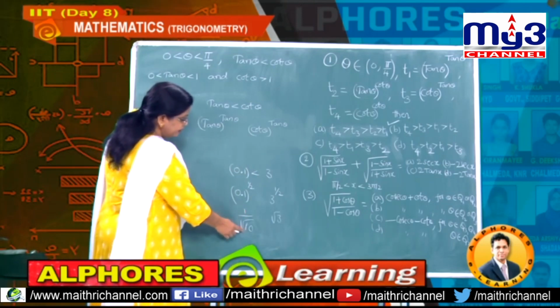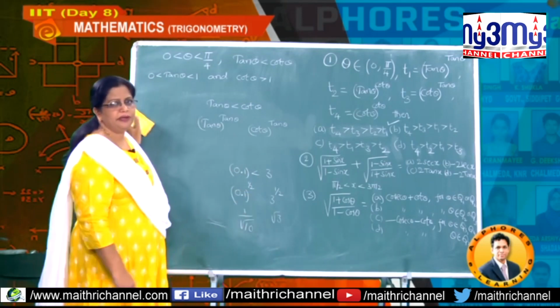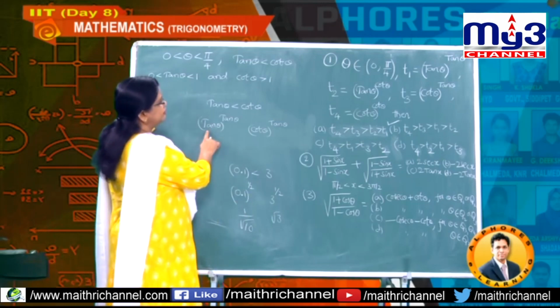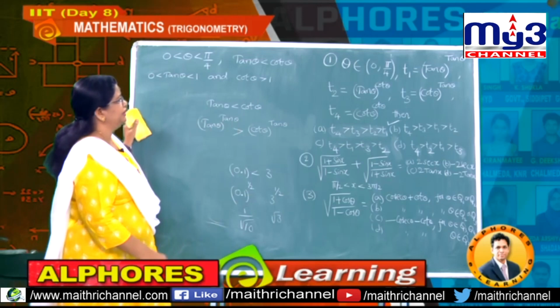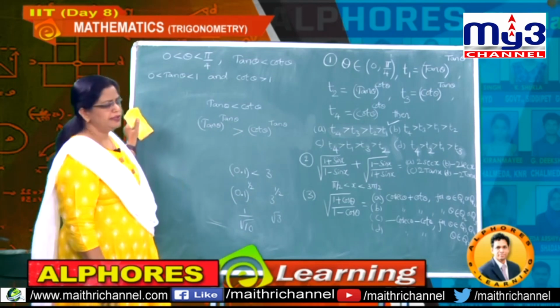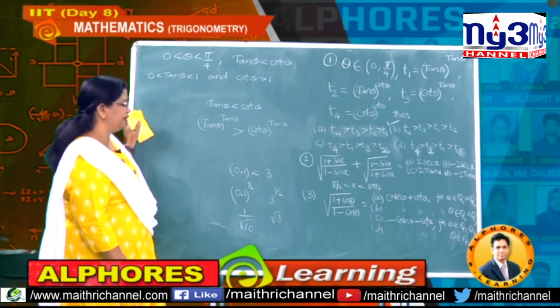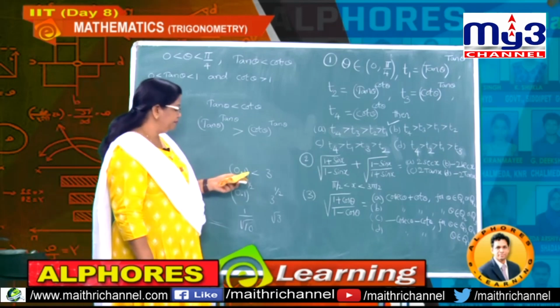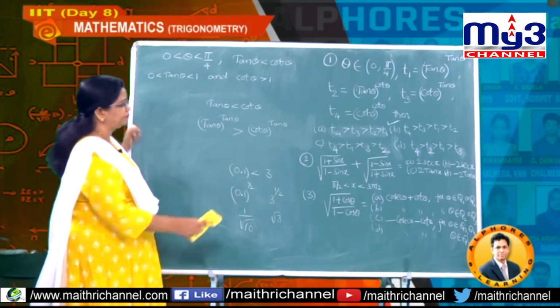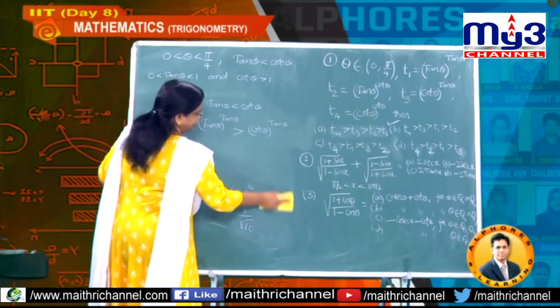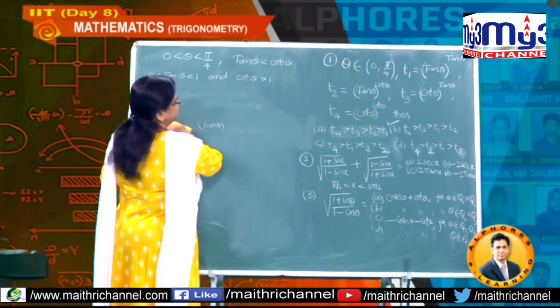Obviously 1 by root 10 is more than this number. Therefore, what is the value you can write here? It is greater than. Hence, while solving these problems, take some time, and if you have any confusion, take an example in this way, and thereby you can conclude the problem very easily. So this is the method of doing the first problem.